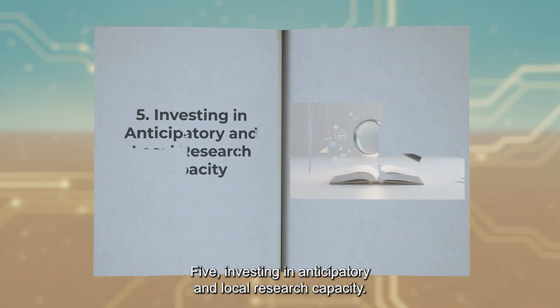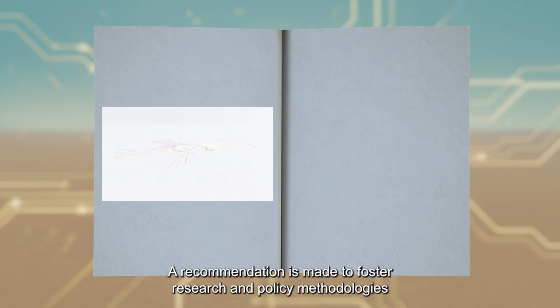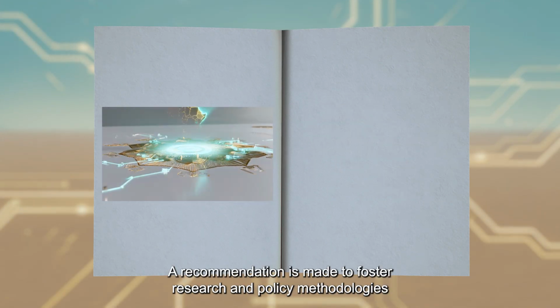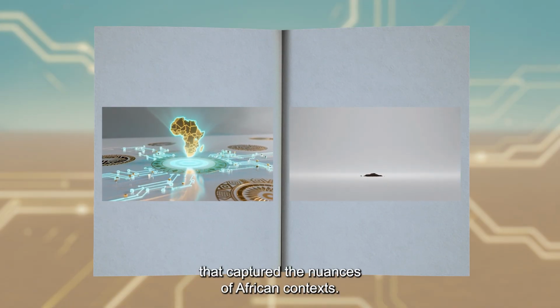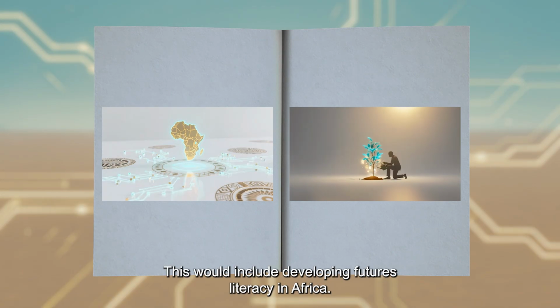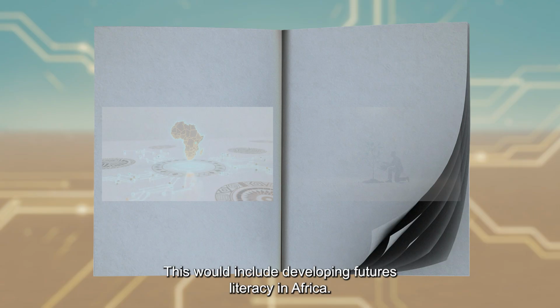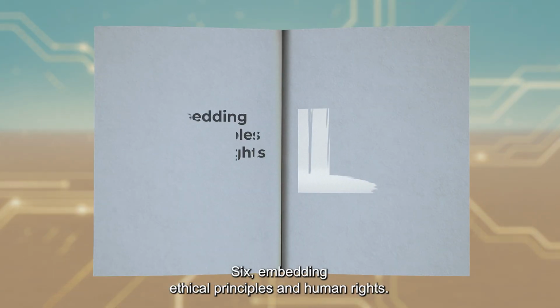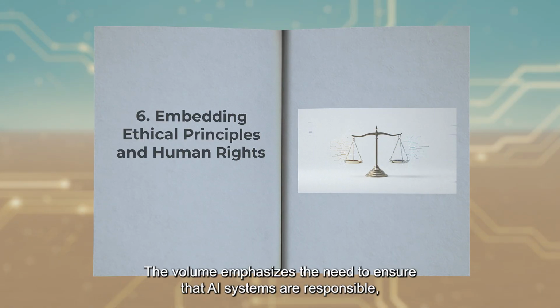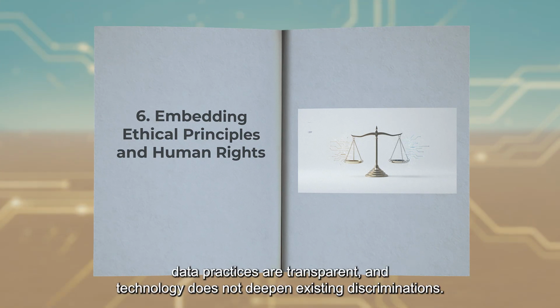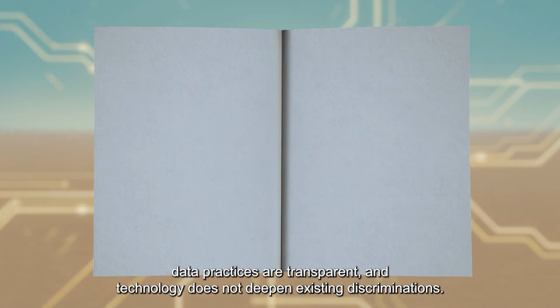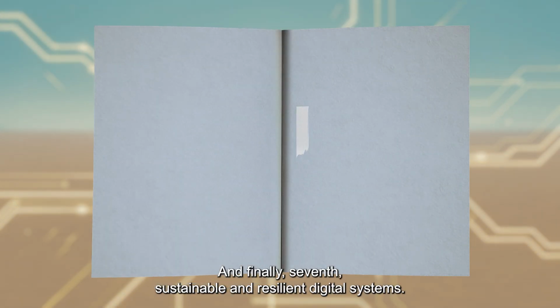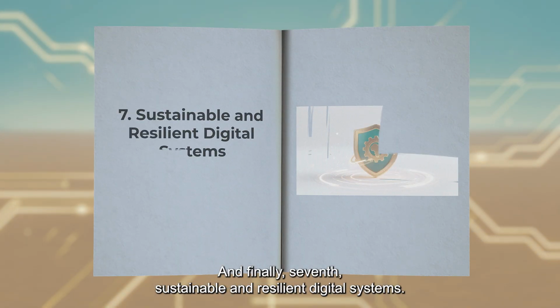Fifth, investing in anticipatory and local research capacity. A recommendation is made to foster research and policy methodologies that capture the nuances of African contexts. This would include developing futures literacy in Africa. Sixth, embedding ethical principles and human rights. The volume emphasizes the need to ensure that AI systems are responsible, data practices are transparent, and technology does not deepen existing discriminations. And finally, seventh, sustainable and resilient digital systems.